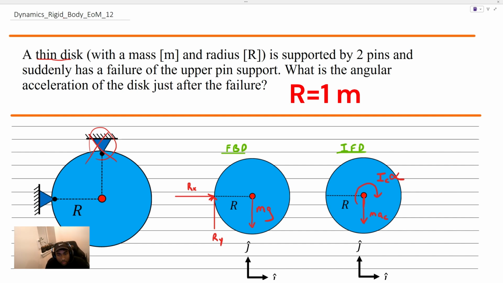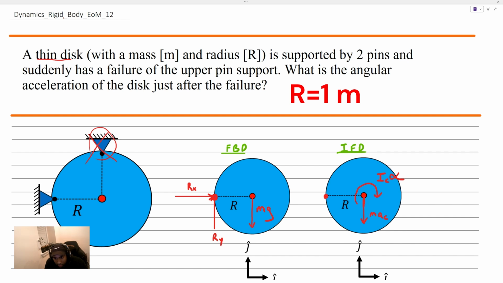Having the inertial force diagram and the free body diagram makes these problems super simple, because we can sum the forces on the left-hand side diagram, the free body diagram, and set them equal to the right-hand side, which is the inertial force diagram. Same thing for moments. We take a moment, for instance, at this pin reaction, which is what we're going to do to get rid of all those reaction forces on the left-hand side. We do the same thing in the inertial force diagram and set them equal to each other. So that's the general procedure.